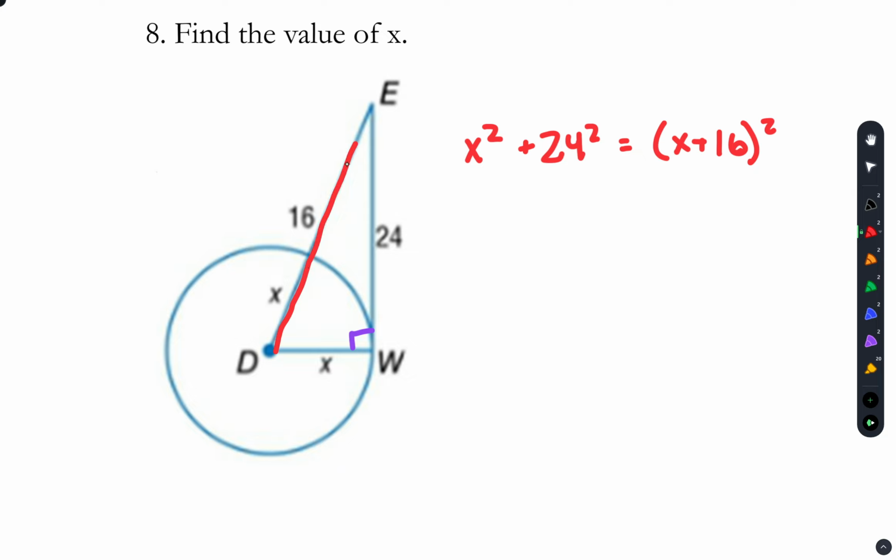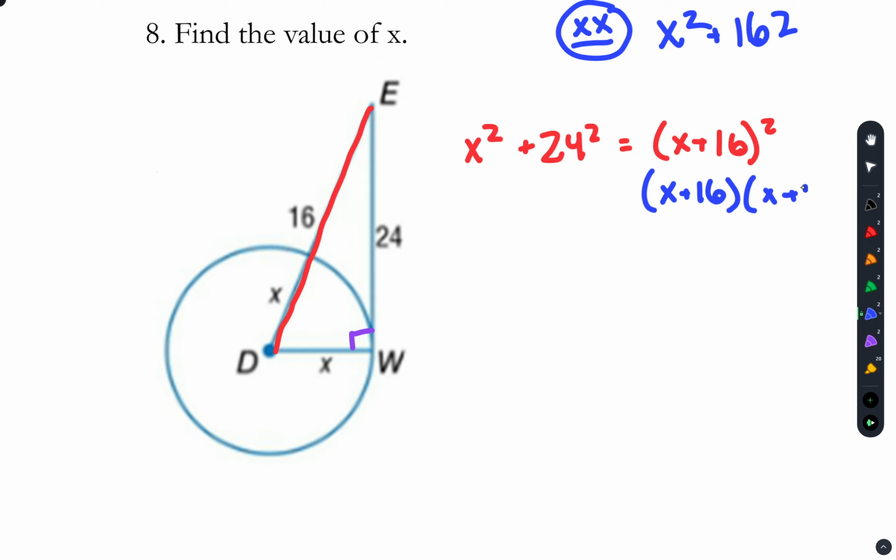That's the whole length of this hypotenuse, x plus 16. I'm going to put an angry face note up here because I don't want to see anybody saying x squared plus 16 squared here. We actually have to split this and FOIL it. So this is x squared plus 32x plus 256. And then let's drop down this right side. I believe this is x squared. Oh gosh, x squared plus 576.